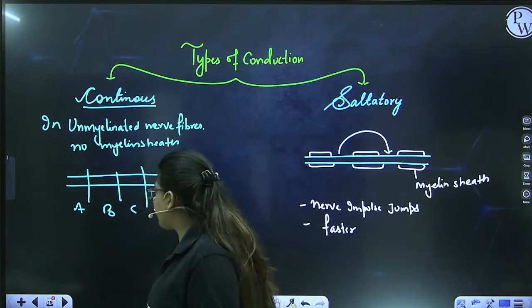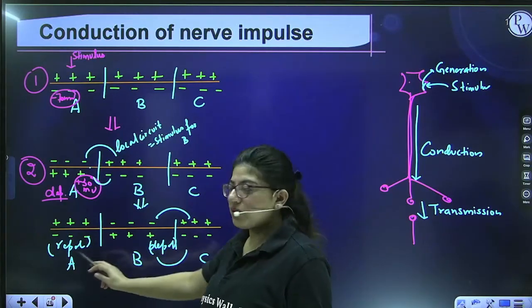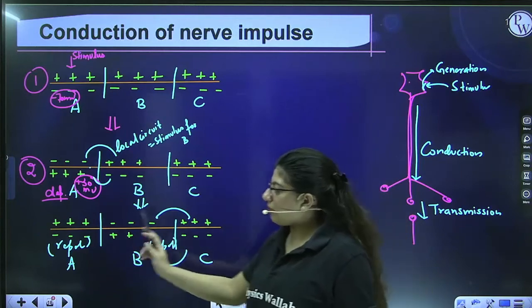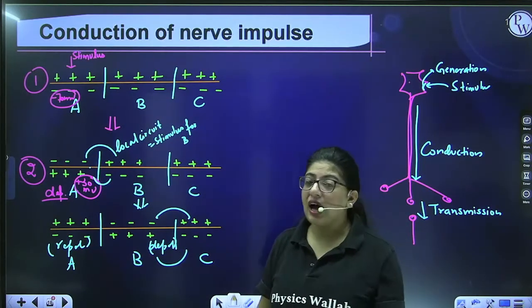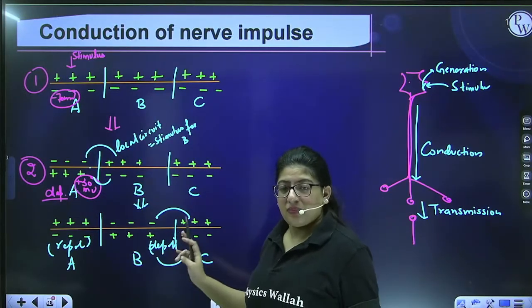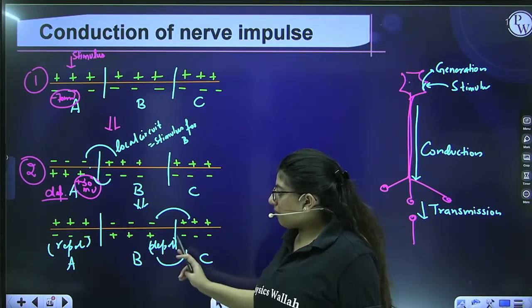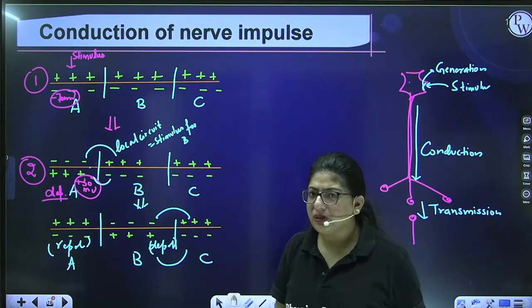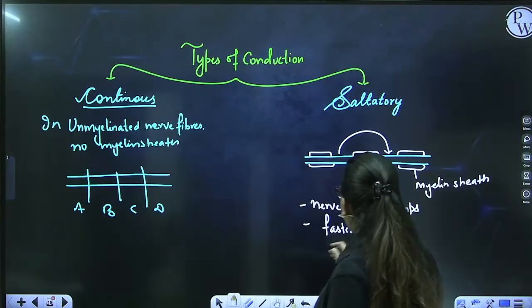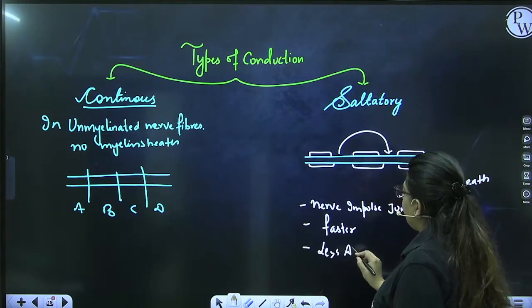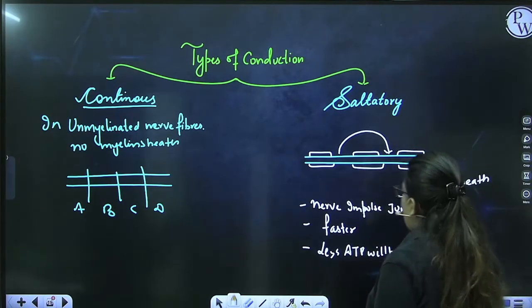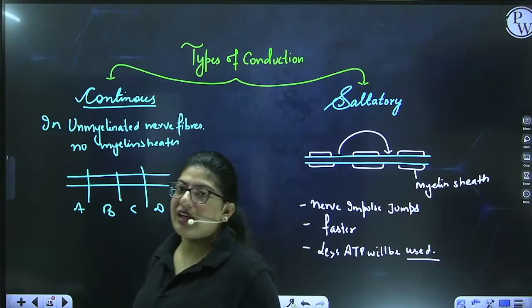For example, if I say 1 ATP will be used here, for this also 1 ATP will be used, for this segment 1 ATP will be used. Because every segment is getting repolarized, for reaching RMP they will be using pumps. Fine. But here, if on the B segment we have myelin sheath, then how many ATPs will be used? 1 and 2. So less ATP will be used in saltatory conduction. Okay, so this is how it can be conducted throughout the exolemma.